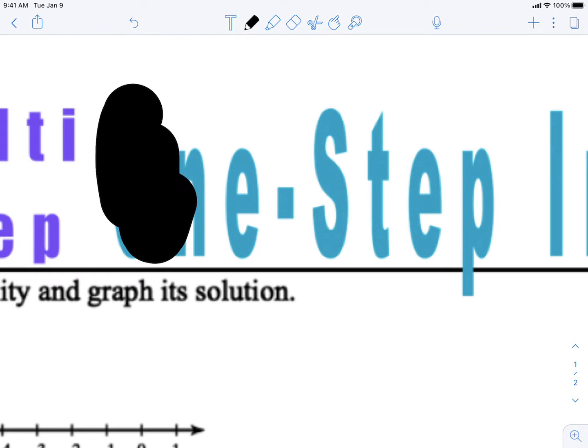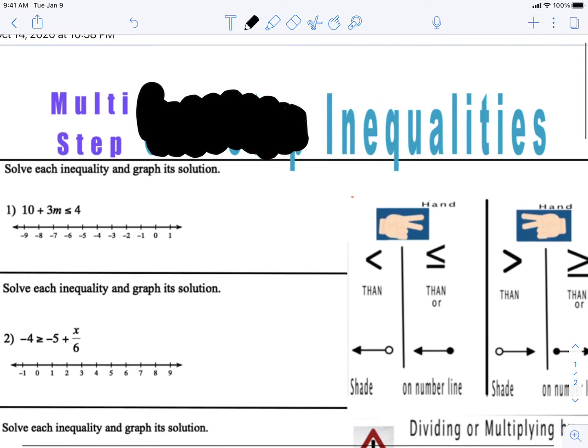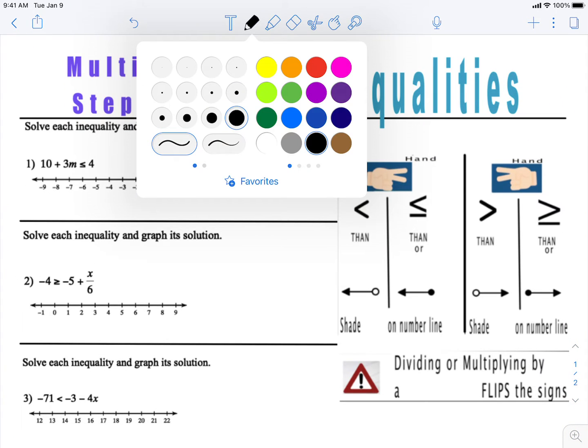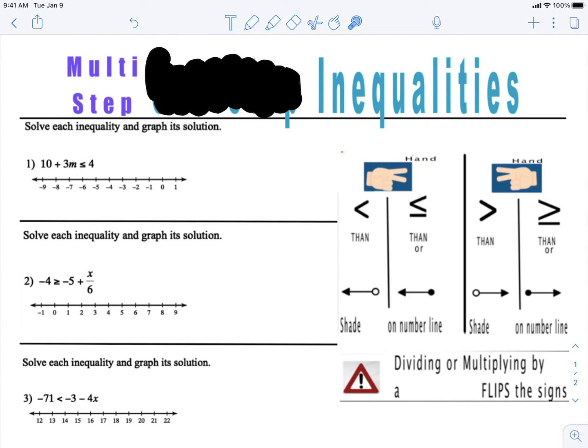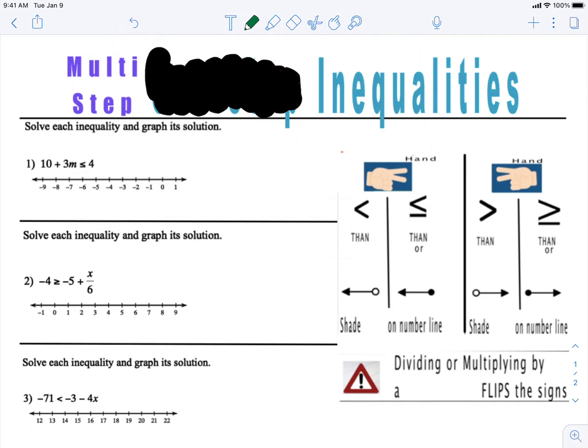All right. One step should not be here because these are not one-step inequalities. These are multi-step inequalities. So that's what we're going to do. We're going to do multi-step inequalities. So forgive this big blotch there, but that's what we're going to do.